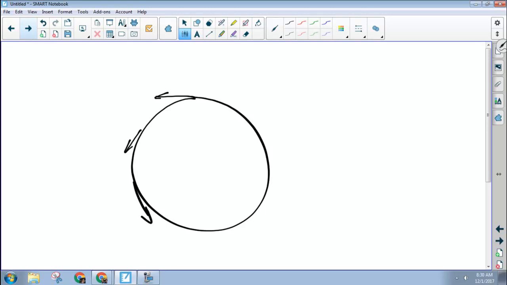To describe the direction, from geometry, what does it mean for a line to be tangent to a circle? A line that's tangent to the circle touches it at exactly one point. It turns out if you're traveling in a circle, your velocity vector is in the same direction as the tangent line. That's why it's called tangential velocity.